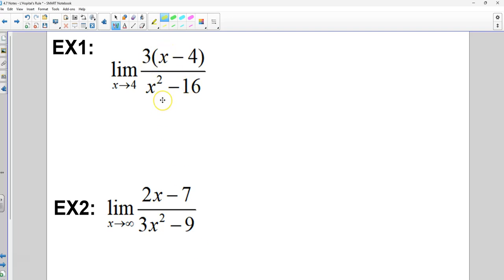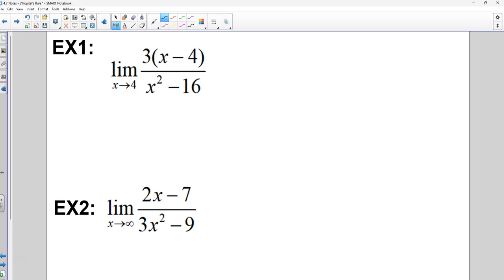The first problem here, I'm going to do this problem the way that we used to be able to do it, and I'm going to do the problem using L'Hopital's rule. Okay, so we used to know how to do this problem. Perhaps some of us still do. If you saw this problem and you did not know L'Hopital's rule, what would you do to try to solve this problem?